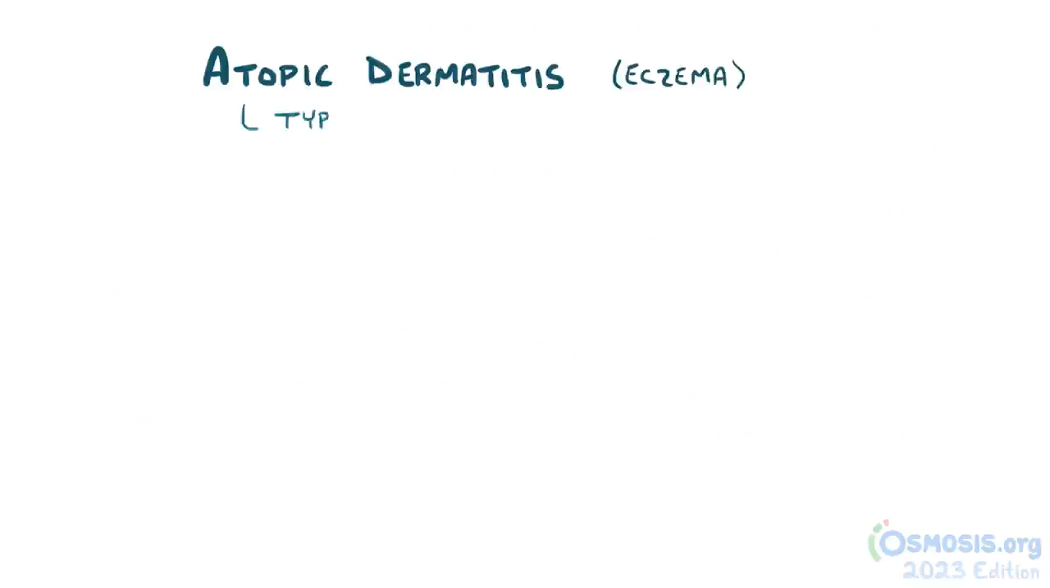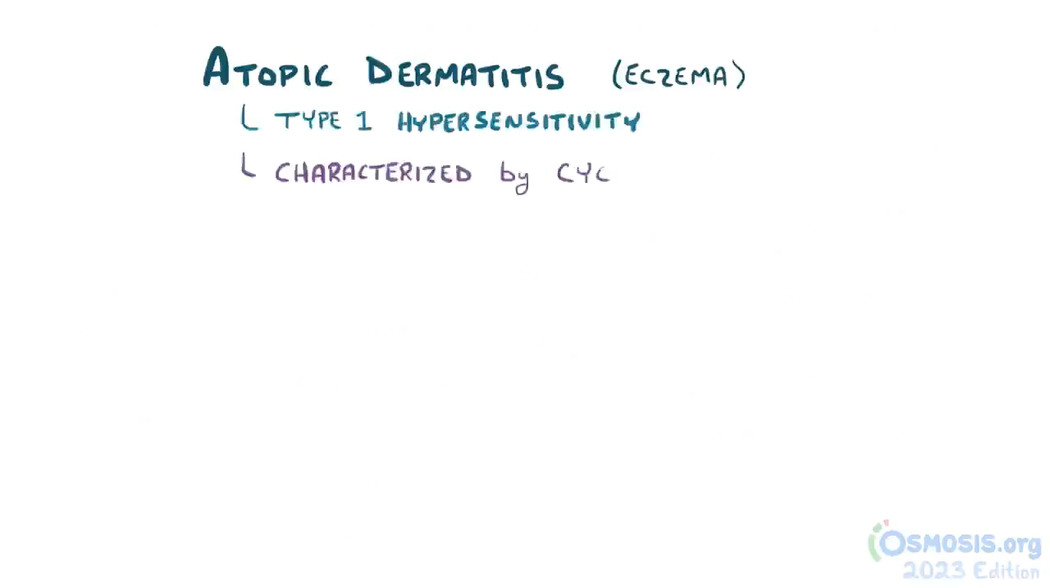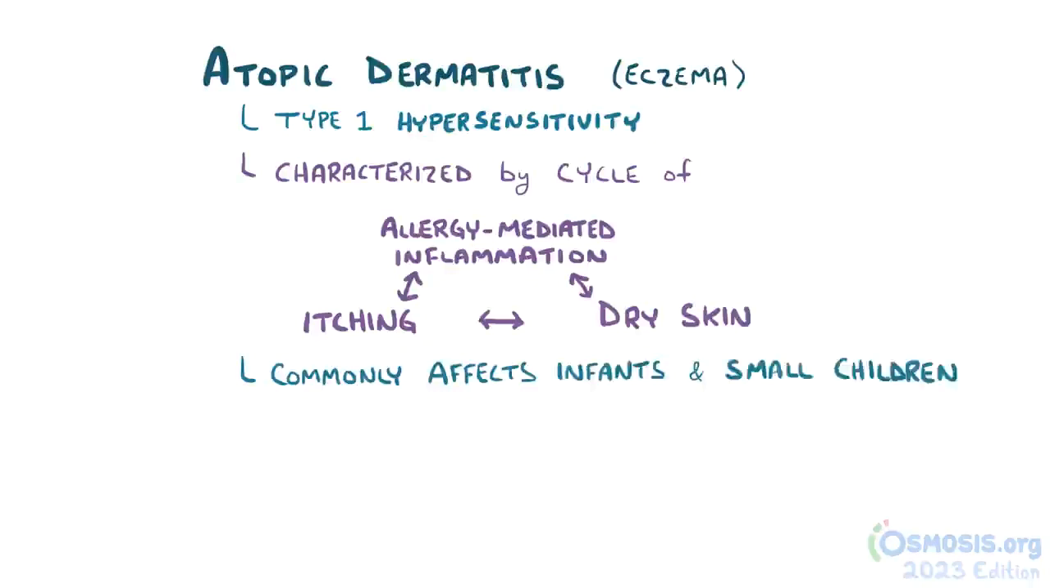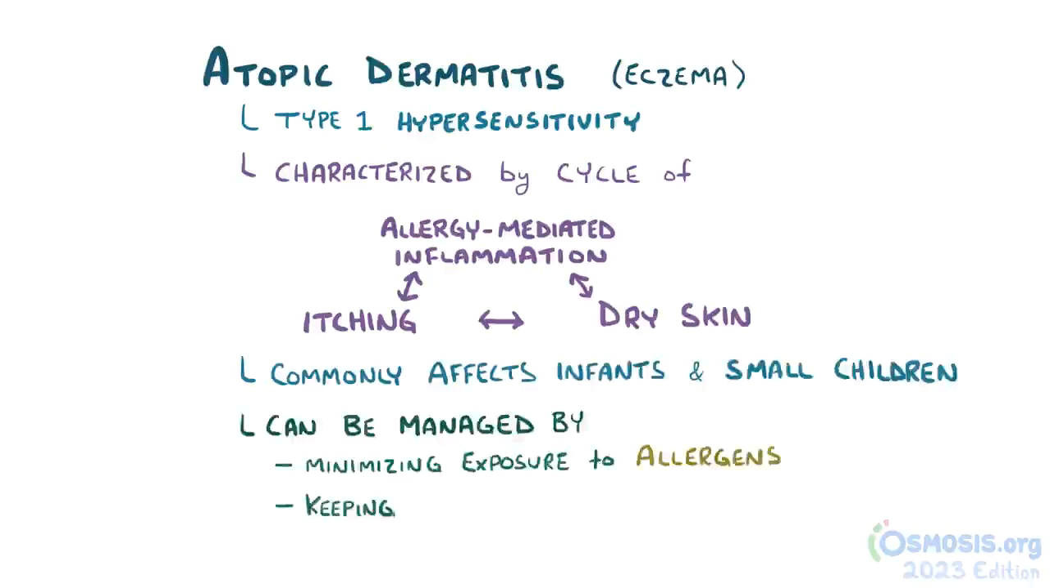Alright, as a quick recap, atopic dermatitis, also known as atopic eczema, is a type 1 hypersensitivity reaction in the skin, and is characterized by a cycle of allergy mediated inflammation, dry skin, and itching that most commonly affects infants and young children. Atopic dermatitis can be managed by minimizing exposure to allergens, keeping the skin hydrated, and minimizing itching.